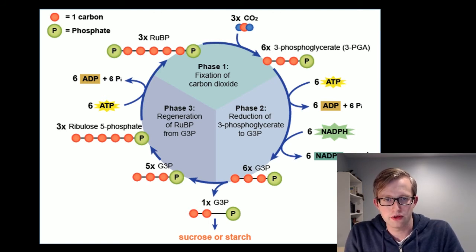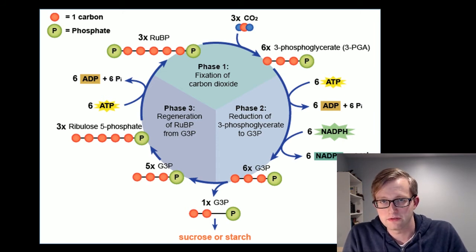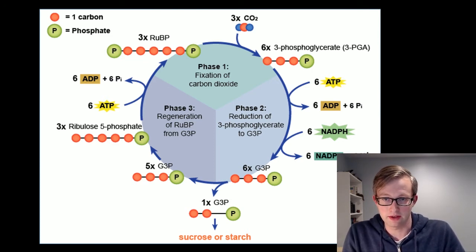So each one of those 3 molecules scoops up a CO2 and it becomes a 6-carbon molecule very temporarily, because that 6-carbon molecule is actually very unstable, so it almost immediately breaks into 2 3-carbon molecules. So all 3 of these scoop up an extra carbon and become these 6-carbon molecules, and then they break in half. So now we have 6 3-carbon molecules called 3PG.